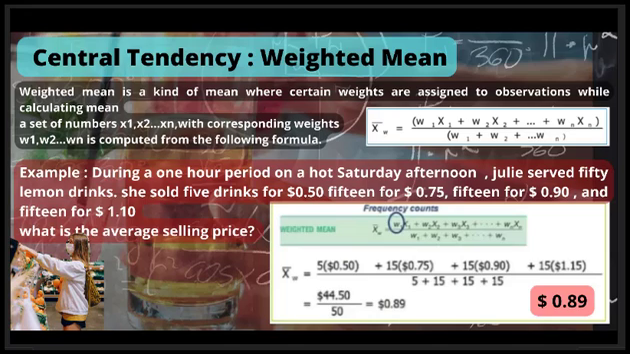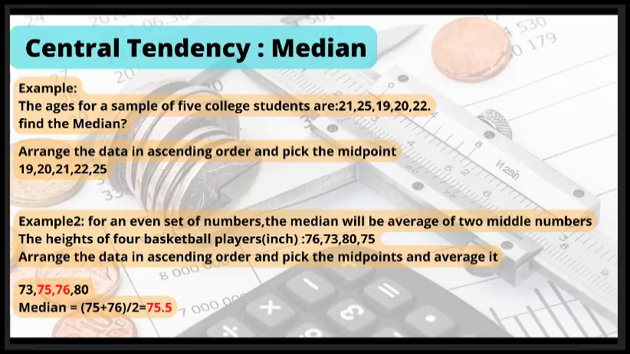Now let's move to the next important central tendency, which is the median. The median is nothing but the midpoint of the observations after they have been ordered from the smallest to the largest. Let's take an example. Students' ages are 21, 25, 19, 20, and 22. How do you find the median? Arrange the data in ascending order. What is the midpoint? The median is the midpoint of the observations after ordering the data. So here, the midpoint is 21.